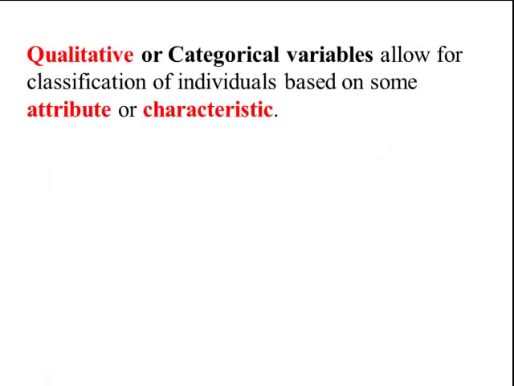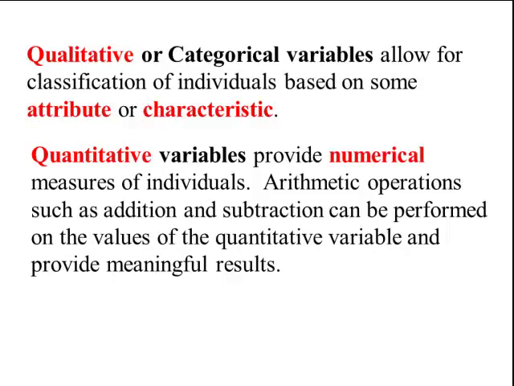Qualitative or categorical variables allow for some classification of individuals based upon some attribute or characteristic. So some examples of qualitative data would be male and female. Another example would be eye color or favorite type of music. Another type of variable is called quantitative variables. These variables provide a numerical measure of individuals. Examples of this would be weight, height, distance away from school. So these variables provide numerical measures.